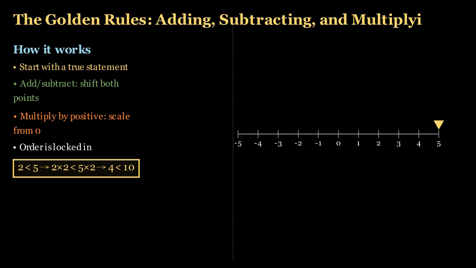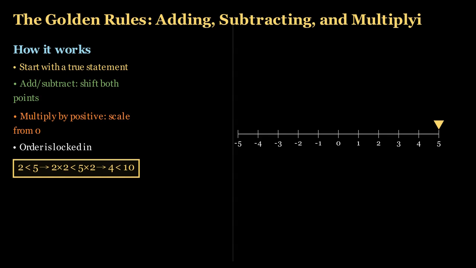Let's use the addition rule in a real situation. Imagine two young trees in a park. Tree A is 2 meters tall, tree B is 3 meters tall. Clearly, tree B is taller. Both trees grow at the same steady rate, ½ meter per year. After 4 years, how much taller is tree B?